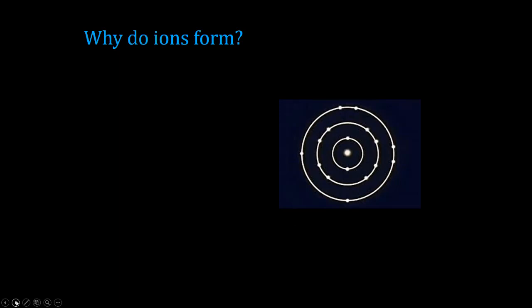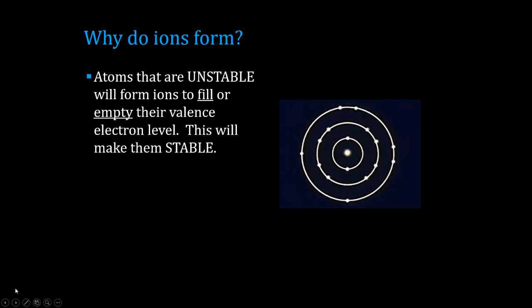Why do ions form? Ions form because atoms are unstable if they don't have a full valence shell. Remember, their s and p orbitals want to be full, and there's 1 s orbital and there's 3 p orbitals. That's 2 electrons here, 6 electrons here. That's 8. That's why it's called the octet rule. It's 8 valence electrons. That's stable.